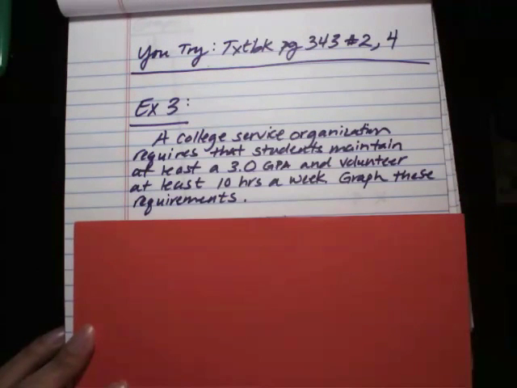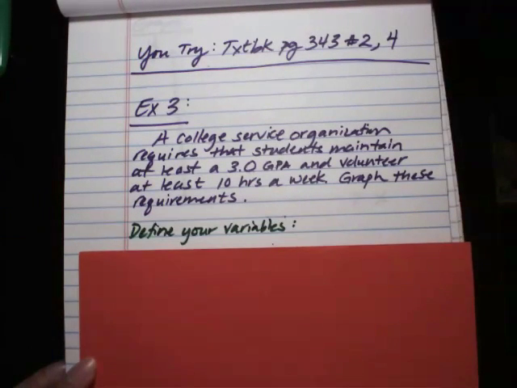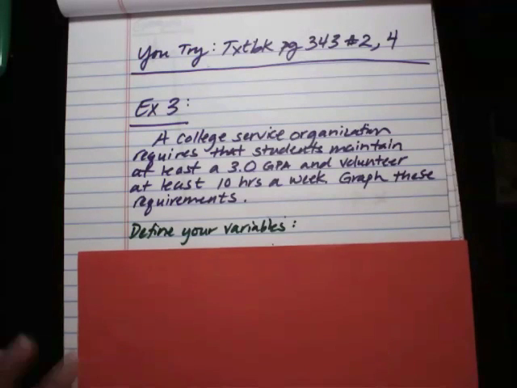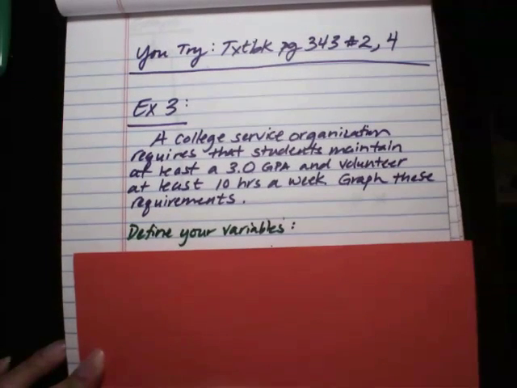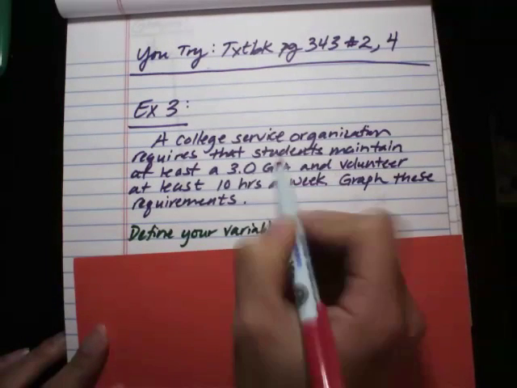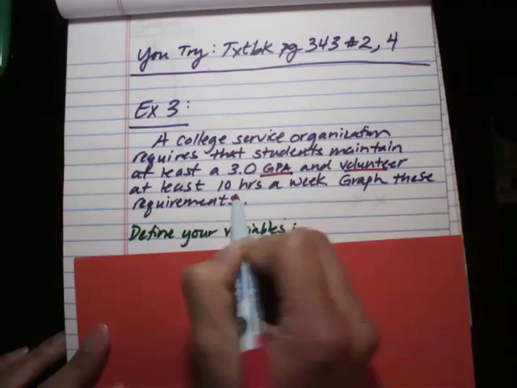Example number 3 is going to be an example of a word problem. A college service organization requires that students maintain at least a 3.0 GPA and volunteer 10 hours a week, at least. We're going to graph these requirements. Okay? So the very first thing we want to do, of course, is to define our variables. We have to read the problem. What are the variables in this problem? We're talking about GPA and volunteer hours.